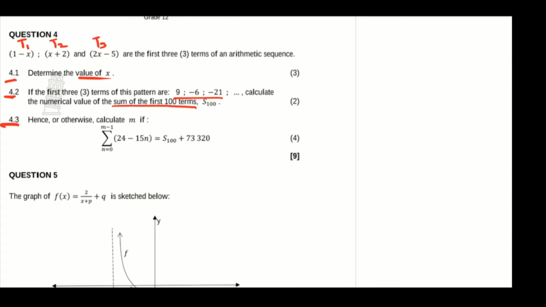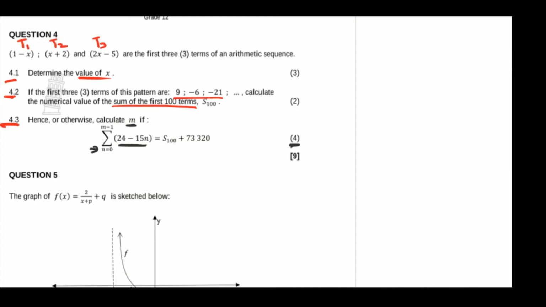Now let's go to 4.3. Hence or otherwise, calculate the value of m, right? So this is going to be a long step, by the way. It's 4 marks. I'm assuming they're stingy. They should have given at least something like 6 marks, because I believe it'll take a bit of fun, let me say that. So what we can do, let's first find the first 3 terms for this before we even go further.